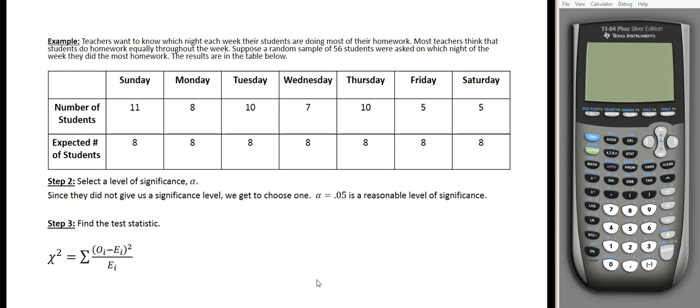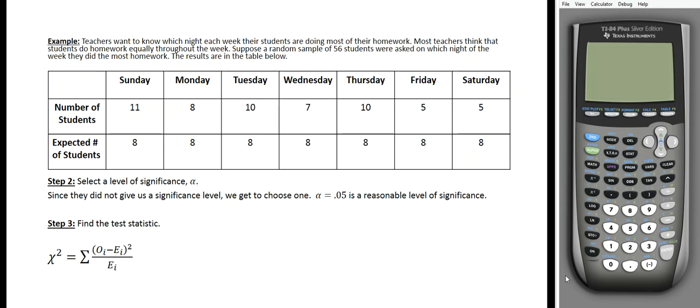So let me go ahead and put that part up here. The way that I got this, remember expected value is n times p. P being the probability of each event occurring. So if I add up all of these students, and they actually give us the total up in the problem, this 56, if each day was equally likely, then I'd take this total number and divide by 7, since there's 7 days of the week. So 56 divided by 7 is 8, and because they're equally likely, we would expect about 8 students to do most of their homework per day.